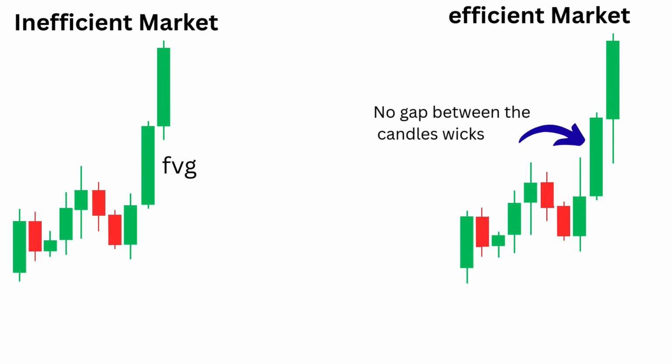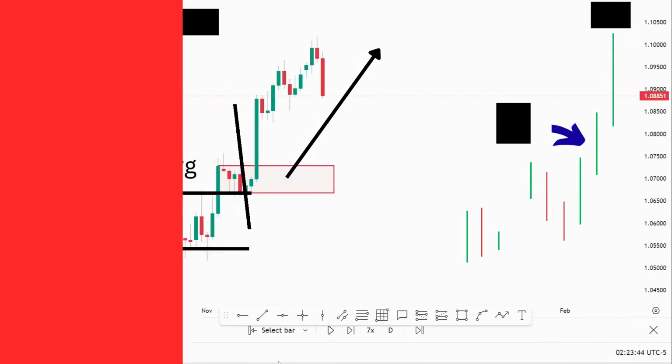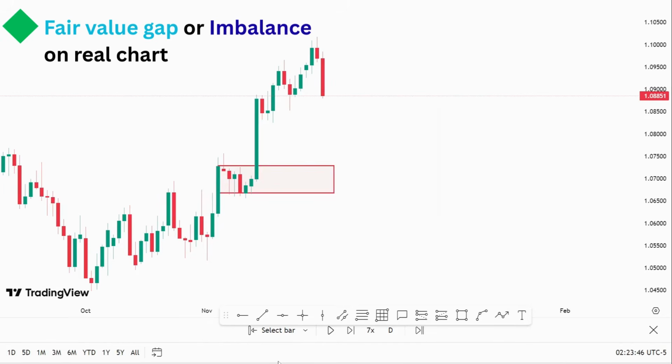When a supply or demand zone has a fair value gap, price is likely to revisit the zone to execute the pending buy or sell orders before the next expansion move. Let's see how to identify fair value gaps and imbalances on a real chart.